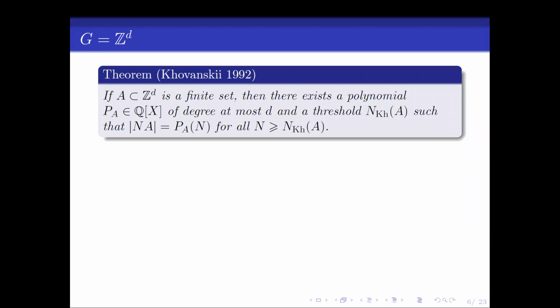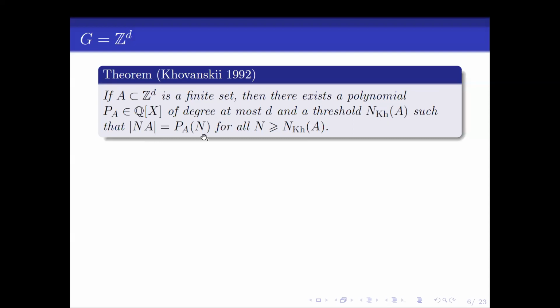What is known? Well, there is this celebrated result of Khovansky from the early 90s, which says something I find still really remarkable. I was very surprised when I first came across this result. It says that if I take a finite subset A of Z^d, then there is some fixed polynomial p_A, with rational coefficients and degree at most d, and some threshold, which I'll call for this talk the Khovansky threshold, such that the size of the sumset nA is equal to the polynomial evaluated at n for all n that's at least the Khovansky threshold.